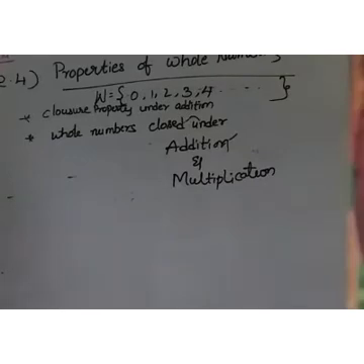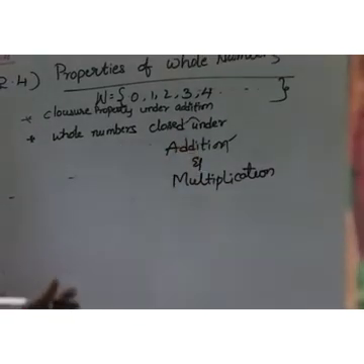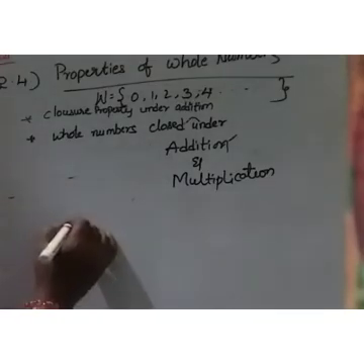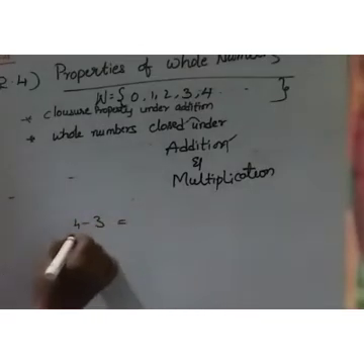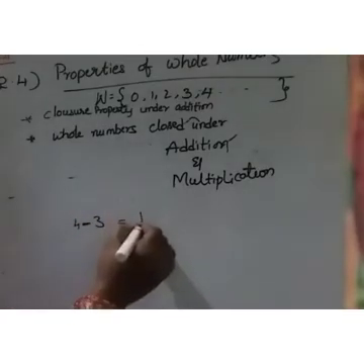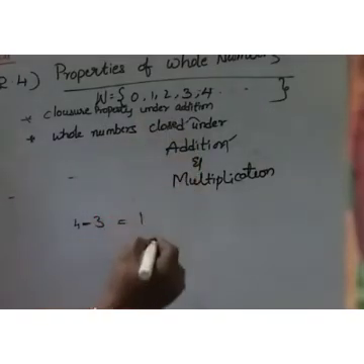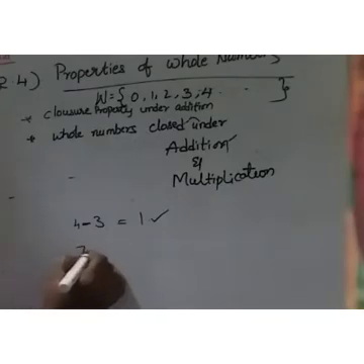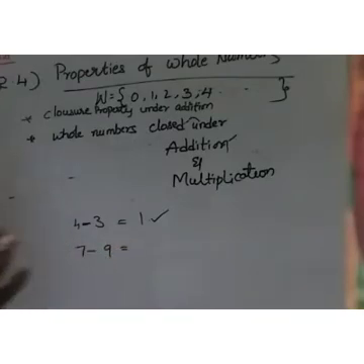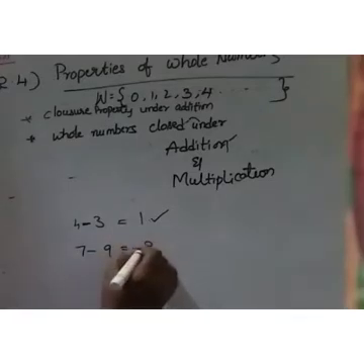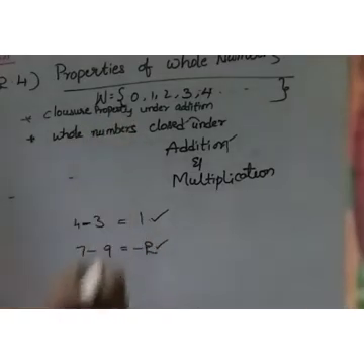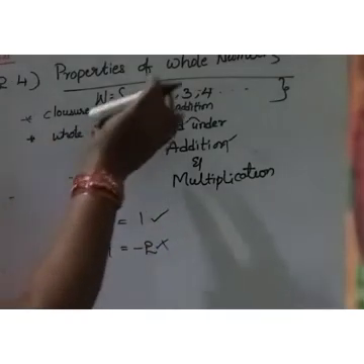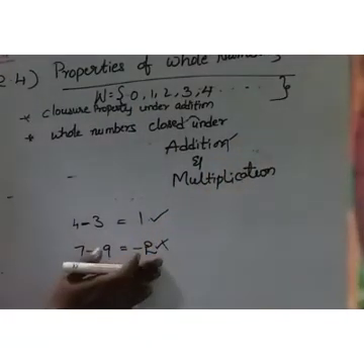Next, let us check whether whole numbers are closed under subtraction and division. Suppose we take two whole numbers, 4 minus 3. What do we get? 1. Is 1 in whole numbers? Yes. Now suppose 7 minus 9. Here the number being subtracted is greater, so the answer is minus 2. Is it a whole number? No. Minus 2 is not there; only 0 onwards is there.